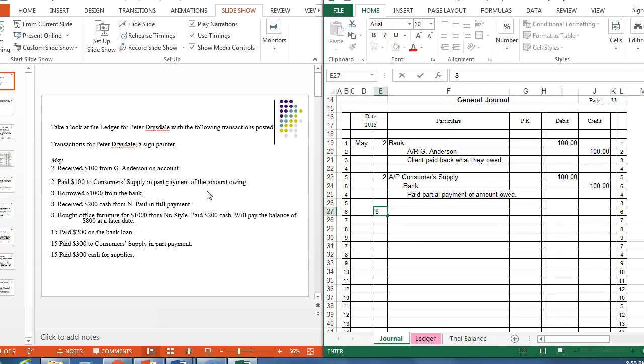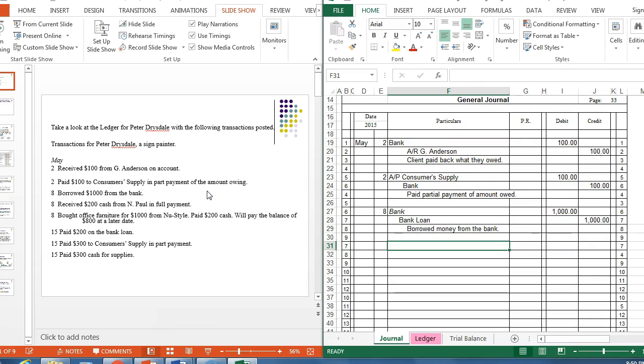Let's do one more. So May 8th, we borrowed $1,000 from our bank. Okay? So we're going to debit the bank $1,000, and we're going to credit bank loan $1,000. And we're going to say borrowed money from the bank. And I apologize, I'm not sure why my template is doing that, but this can be right over against the left side of the particulars column.